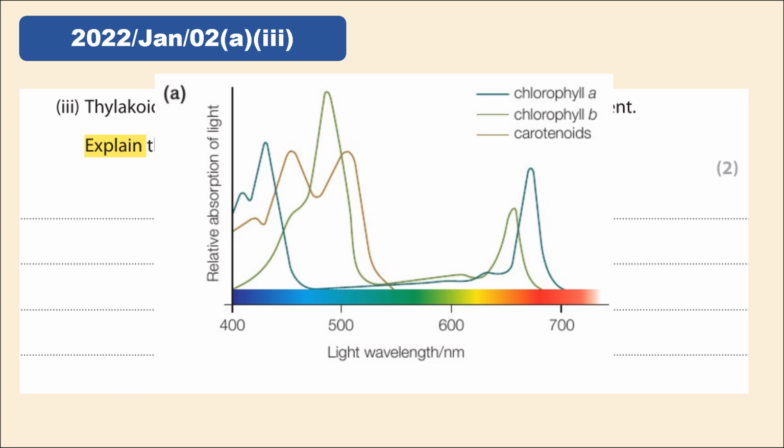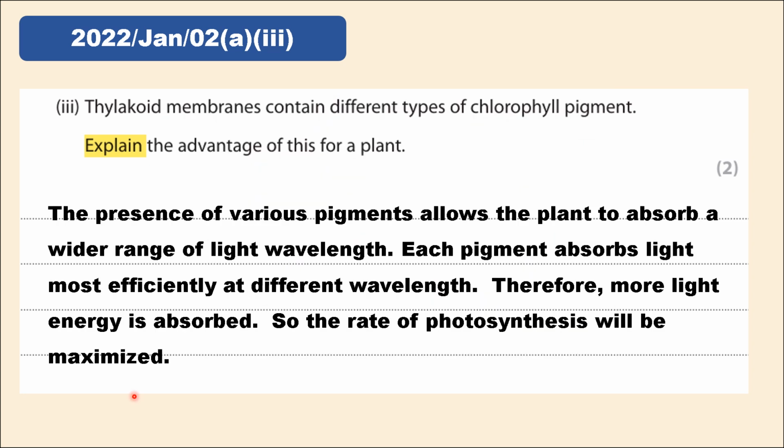And if you summarize these points, you can give your answer like this. The presence of various pigments allows the plant to absorb a wider range of light wavelengths. Each pigment absorbs light most efficiently at different wavelengths. Therefore, more light energy is absorbed, so the rate of photosynthesis will be maximized.